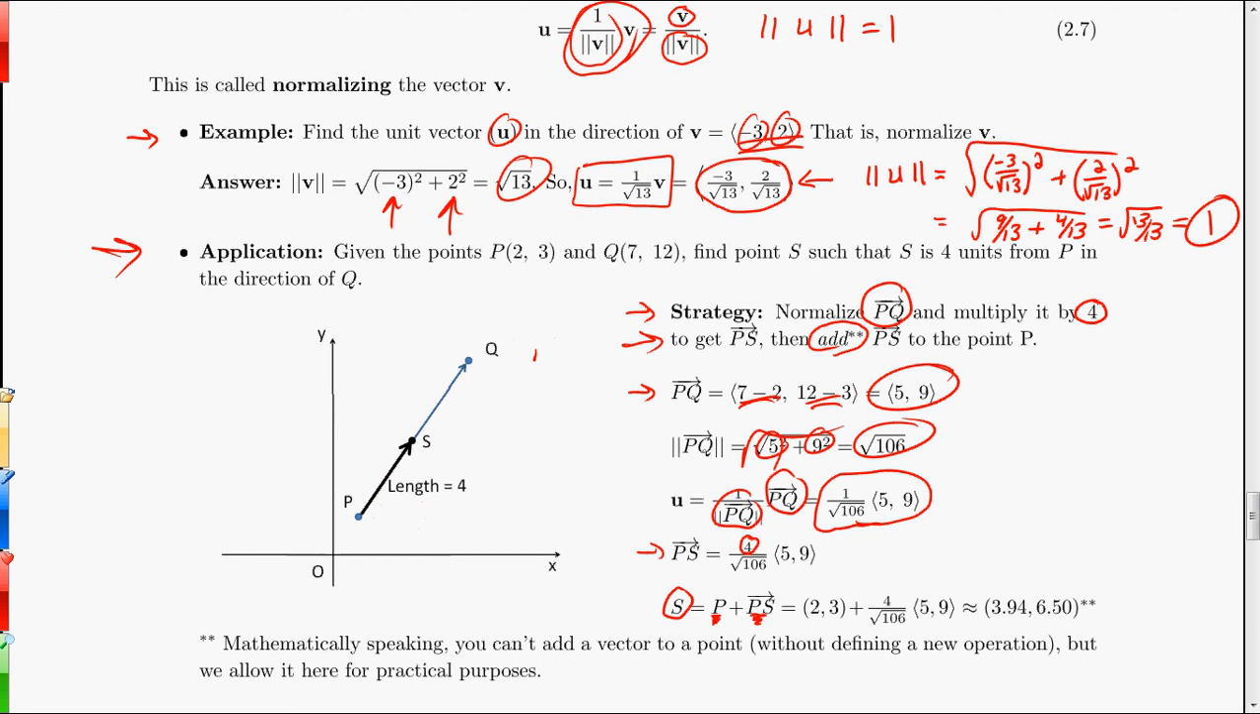And when you do that, it's not particularly pleasant, and you really should have a calculator to get a feel for what that looks like. You get this value, approximately (3.94, 6.5). If you try to do that with regular line geometry, that would be tricky. With vector mathematics, with vector addition, scalar multiplication, and normalizing a vector, it becomes quite a simple task.